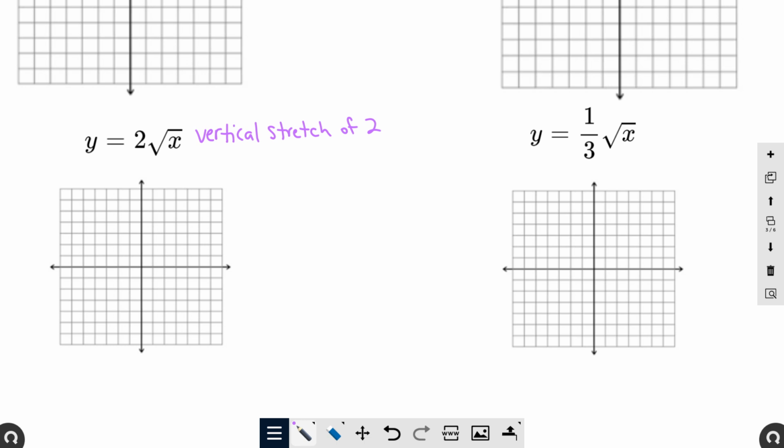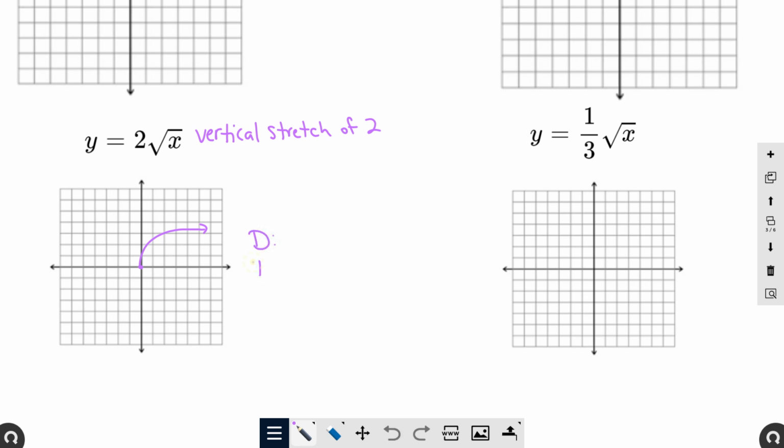Now, where does it start at? 0, 0. And that vertical stretch is just going to make it go taller and over. That's the only thing that you're going to change. You don't have to plot extra points. Just make it look a little bit taller than the other ones that you did.